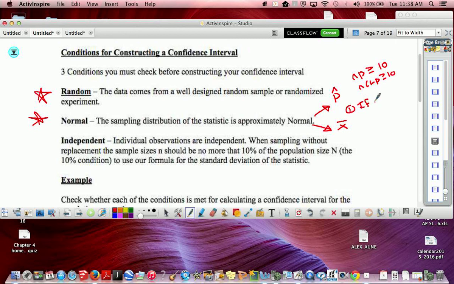If the population distribution is normal, then the sampling distribution is normal, or if n is greater than or equal to 30, if your sample size is greater than or equal to 30, central limit theorem. So some of those things we learned back in chapter 7 come back into play here.